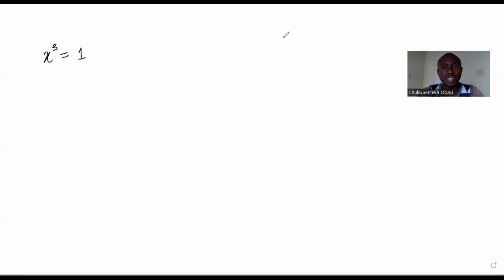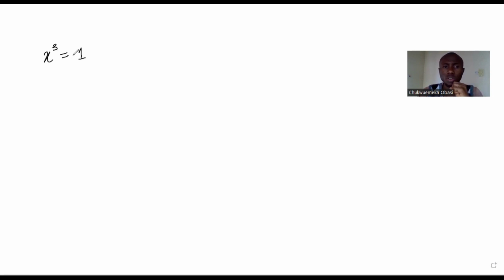Okay, with that being said, let us dive into the question we have for you today. Now, in this question we have x cubed is equal to 1. Whenever we have the third power, we are expecting 3 solutions, right? So I'm going to show you how to work out all the solutions for x without using the complex numbers, the nth root of complex numbers. I'm going to show you how to do that real simple and easy.